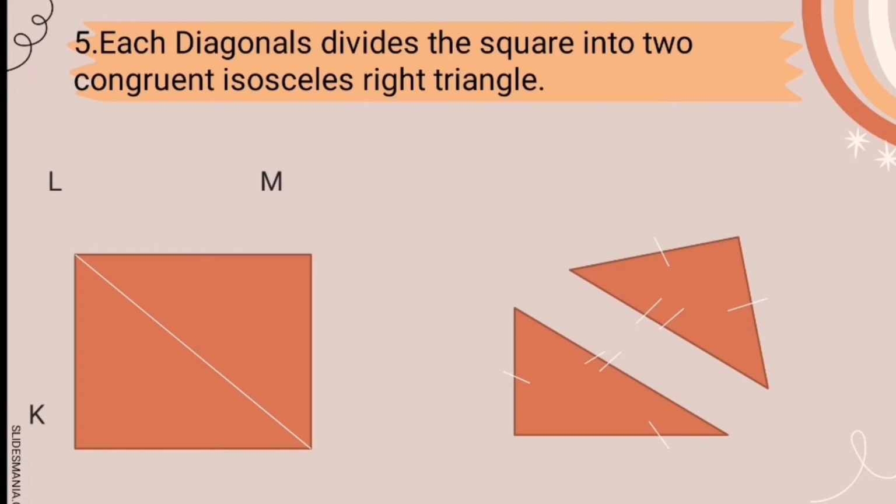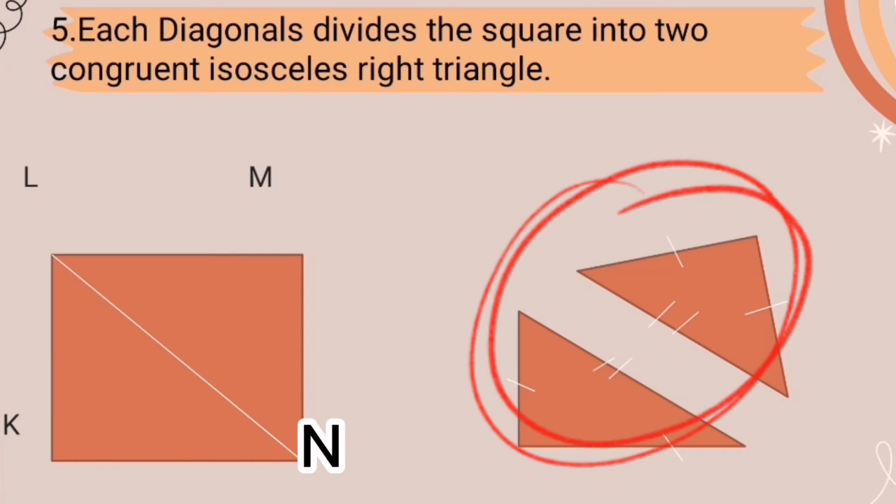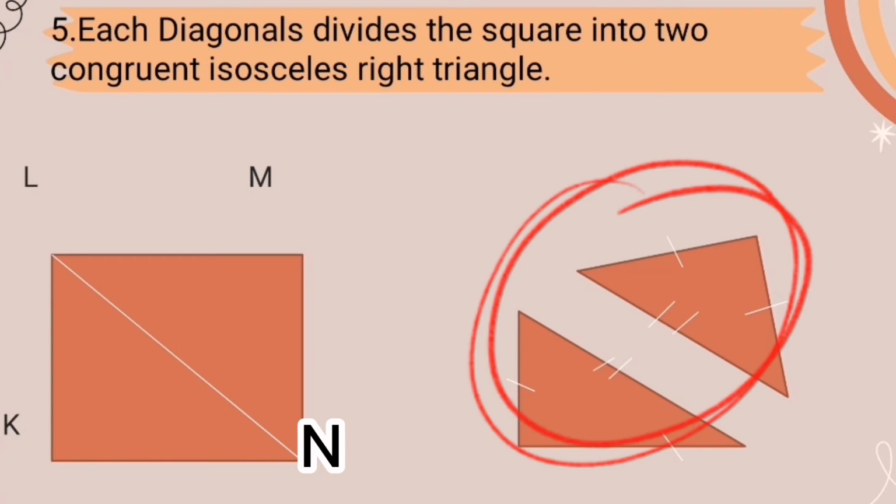Number five, each diagonal divides the square into two congruent isosceles right triangles. So let's say we have the square KLMN. Then I will draw the diagonal LN. So now the diagonal divides the square into two congruent isosceles right triangles.